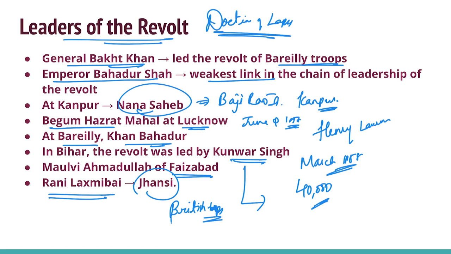She was joined by Tantia Tope, who was a close associate of Nana Sahib, after the loss of Kanpur. The Rani of Jhansi and Tantia Tope marched towards Gwalior, where they were joined by Indian soldiers. Here Gwalior was recaptured by the English in June 1858. Not only the leaders, there were also sacrifices made by the common masses, which were innumerable.